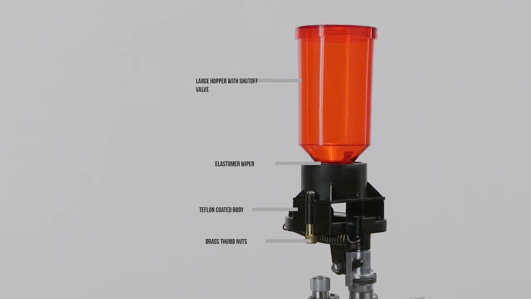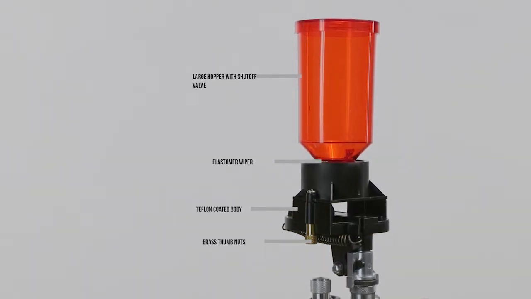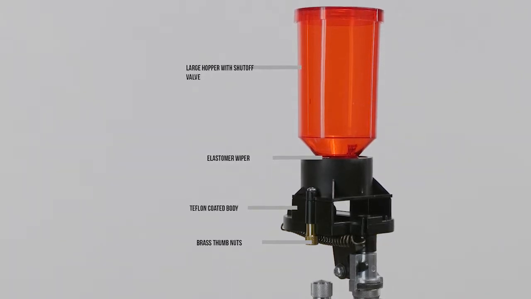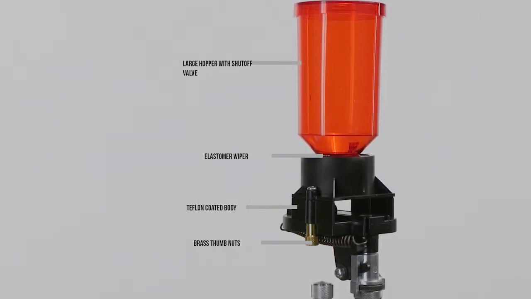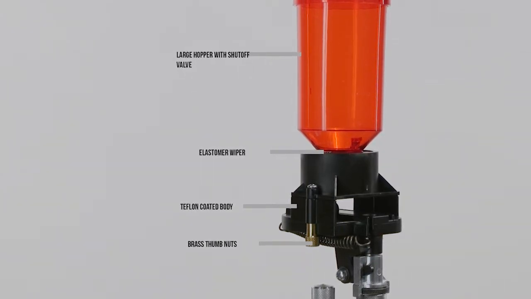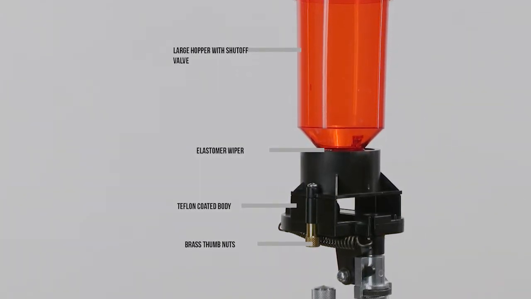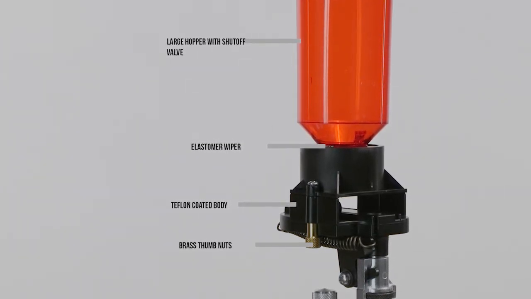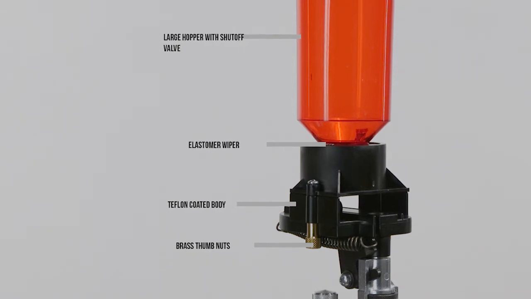The built-in baffle and precisely molded glass charge discs contribute to unmatched charge uniformity. An added feature over the Auto Disc is that it has a larger hopper with a shutoff valve and brass thumb nuts for powder changing convenience. The elastomer wiper featured inside the valve eliminates leakage. It includes a swivel adapter to quickly orient, install, or switch locations of the measure.